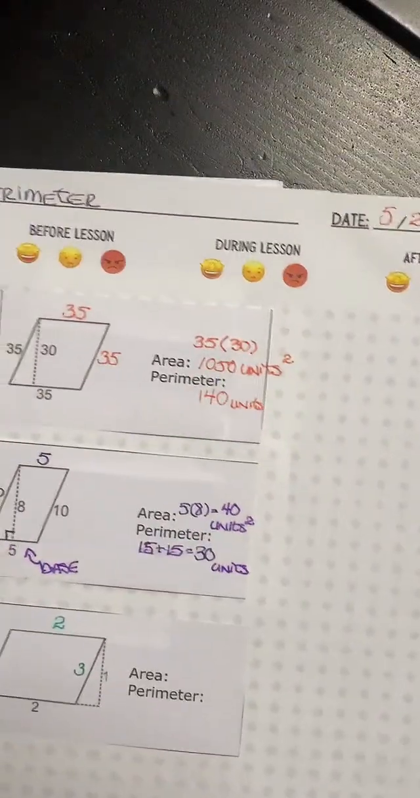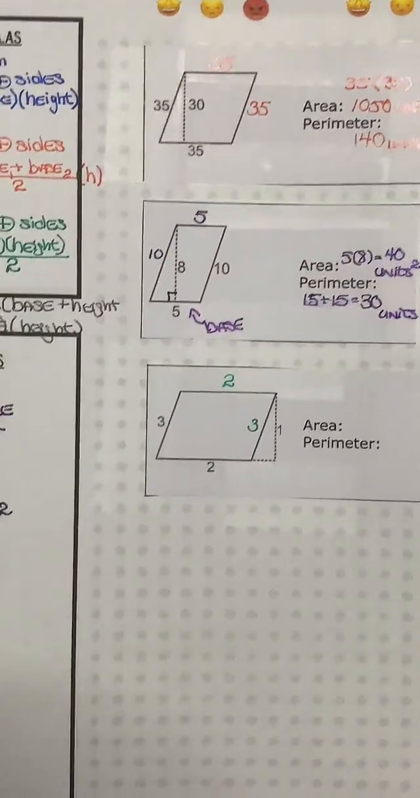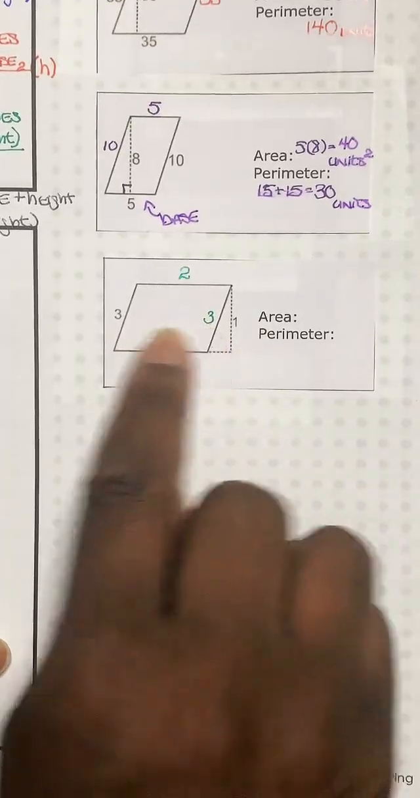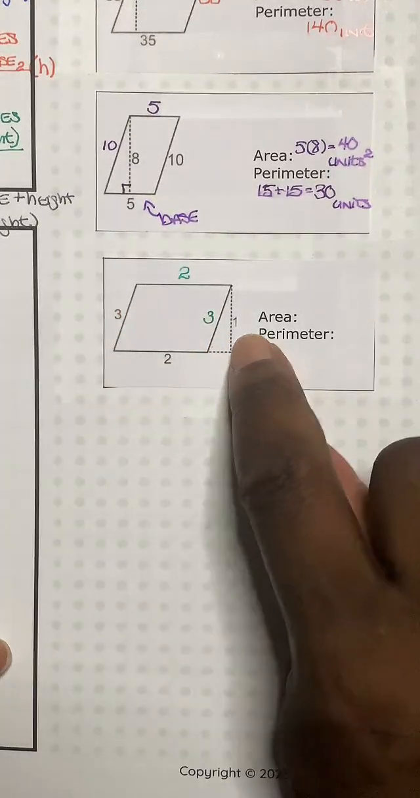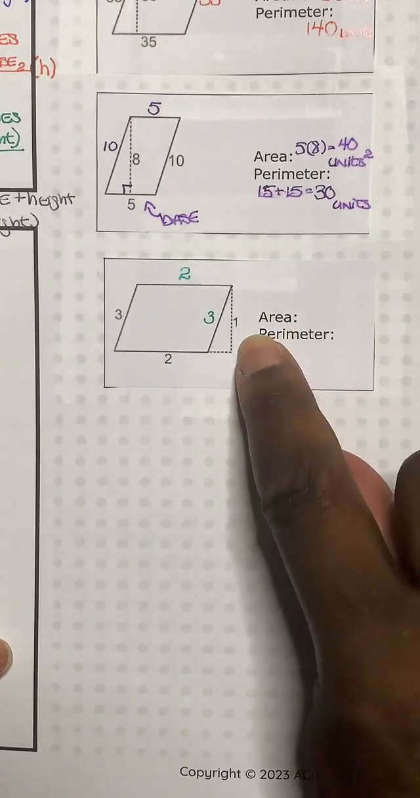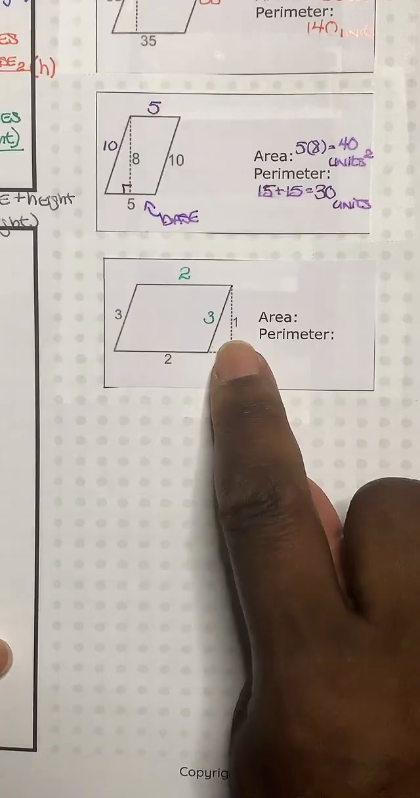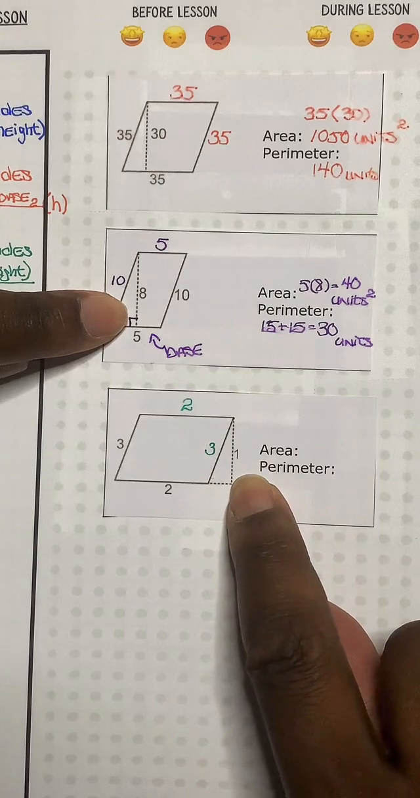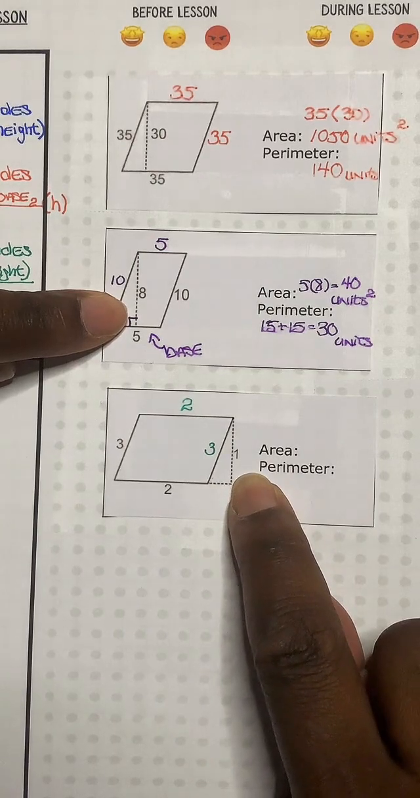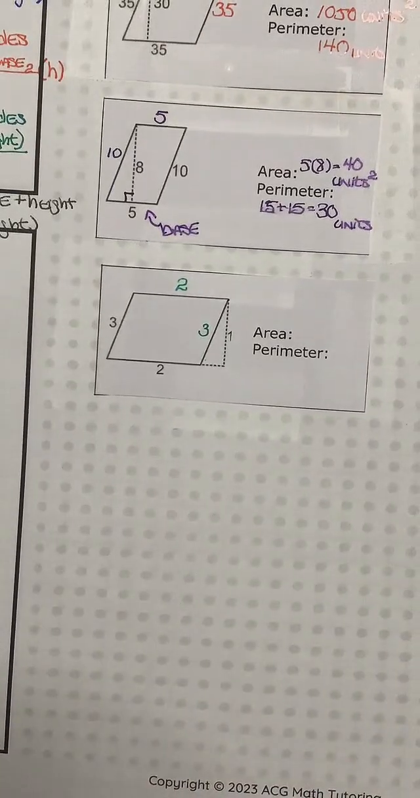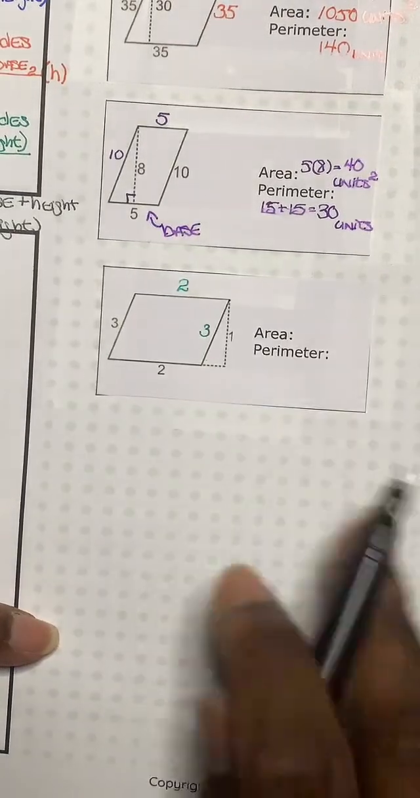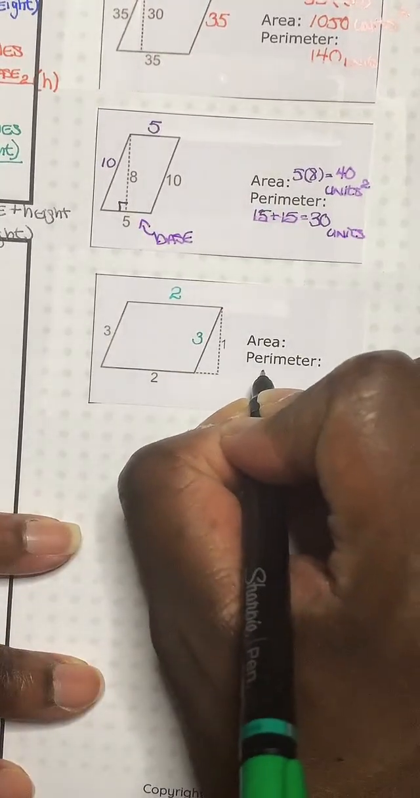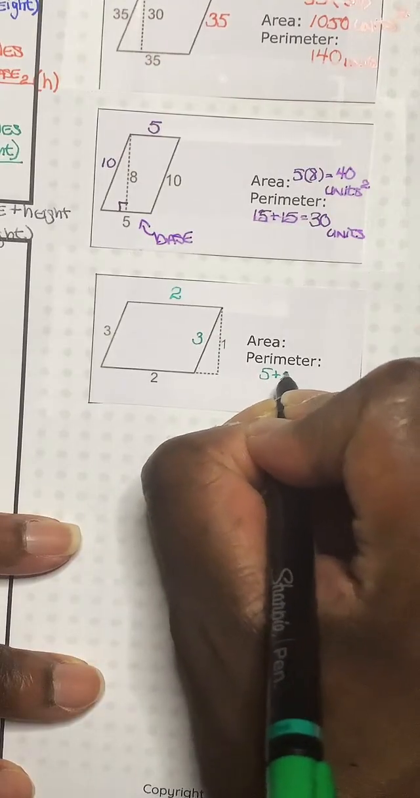Knowing that little bit of information, let's see if we can figure it out. That's why this side is 2 and that one's 2. This is 3 and that's 3. We are not counting the 1. The 1 is my height. What's different this time is that they put the height outside of the parallelogram, but it's exactly the same. So all we have to do is add 2 plus 3, that gives me 5. 3 plus 2 gives me 5. So my perimeter is 5 plus 5, which gives me 10.